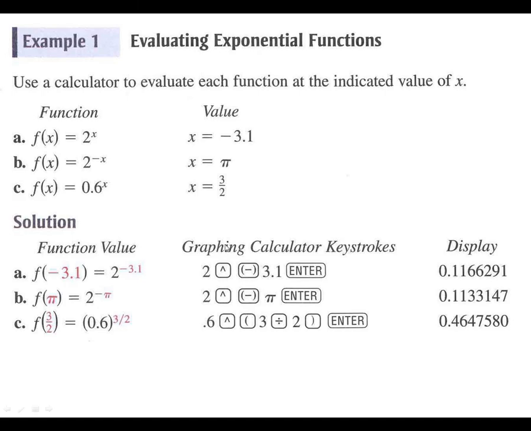Alright, so let's take a look at the first one. First thing that you've got to be able to do is just plug this into the calculator. So the first one's very straightforward. What is 2 to the negative 3.1? What is 2 to the negative pi? What is 0.6 to the 3 halves? Shown here is how you would punch this into the calculator. I think a lot of you know how to do this already. Make sure that we're using parentheses if we're doing fractions. And so these are the numbers that you would get.